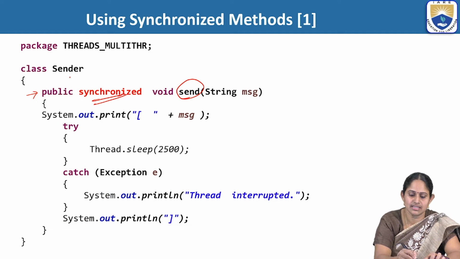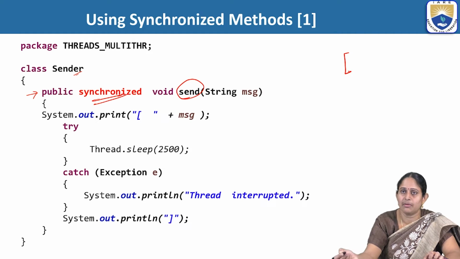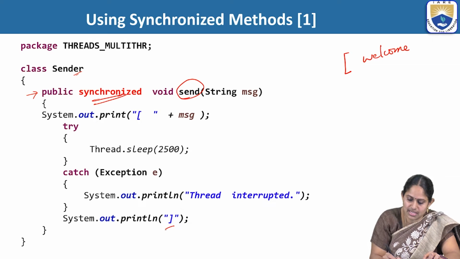Inside this sender class, what we are doing is sending a square bracket, then some message. Let's say the first message was welcome, so it will send welcome, then it will close this bracket.